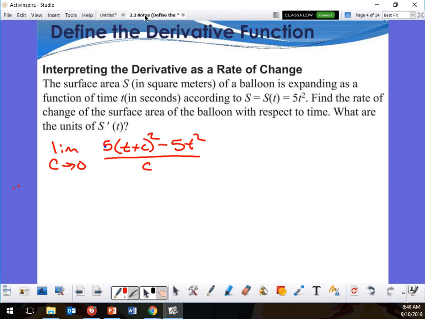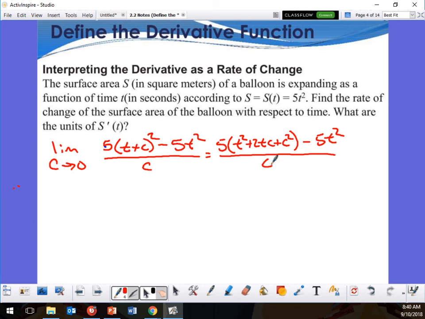All right, so now I have to expand it. I have to expand this, so it's going to be 5 parentheses t squared plus 2tc plus c squared, minus 5t squared all over c. I'm hoping you guys are seeing the pattern on squaring a binomial. It's the first one squared, the last one squared, and in the middle it's first times last times 2. So it's 2tc. It's a pattern all the time.